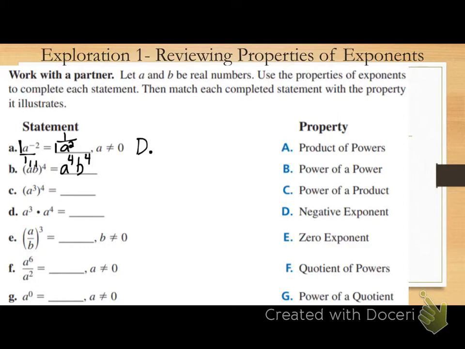So if it was a to the second power, would you multiply it 4 times 2? Yep. So it'd be a to the 8th, right? 2 times 4 is 8. Does that make sense? Yes.